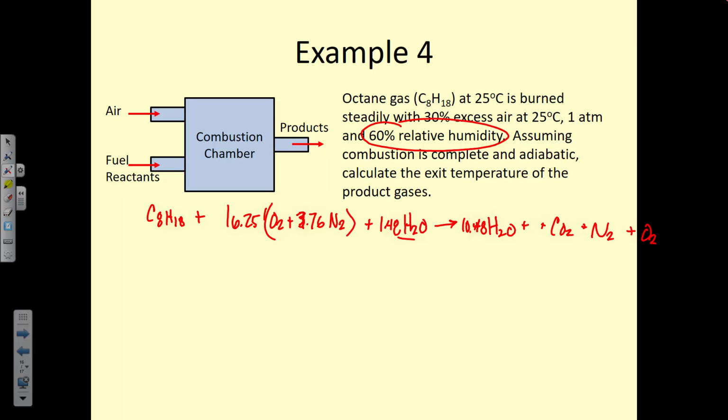CO2 is 8. Nitrogen is 61.1, and oxygen is 3.75. Okay, so that's our balanced equation.